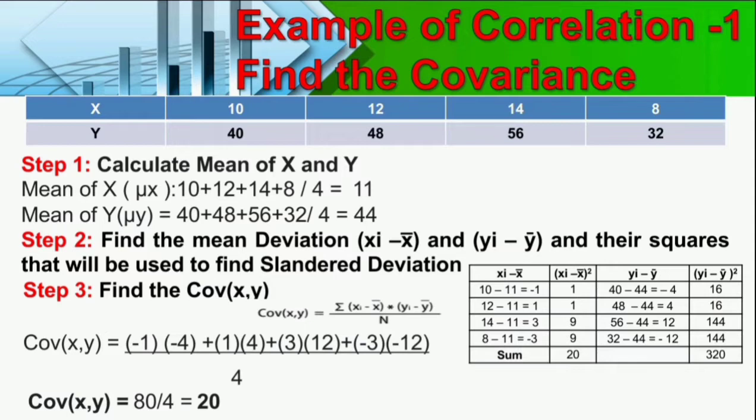Then step number 2, find the mean deviation and their squares that will be used to find standard deviation. Here in this example, the mean deviation of x is equal to -1, 1, 3 and -3 and the mean deviation of y is equal to -4, 4, 12 and -12. Step number 3, find the covariance of x and y. Here in this example, the covariance of x and y is equal to 20.